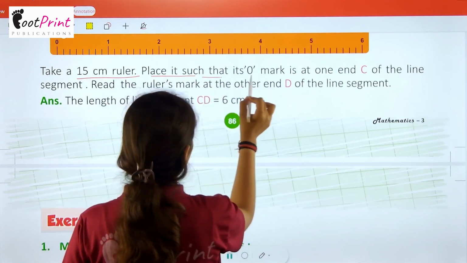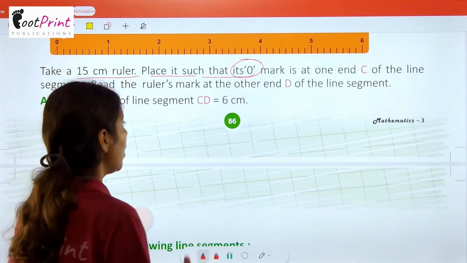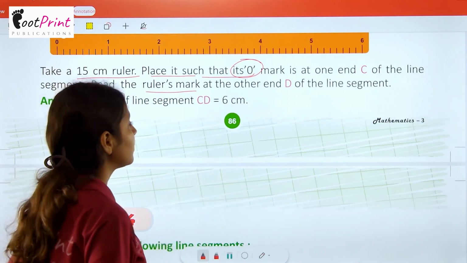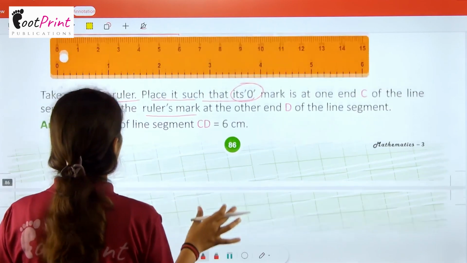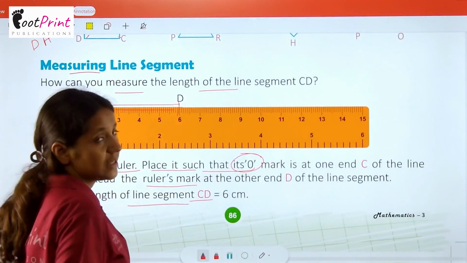Place it such that its zero mark is at the one end C of the line segment. Read the ruler's mark at the other end, D, of the line segment. Answer: the length of line segment CD is, we can see here, 6 centimeter.